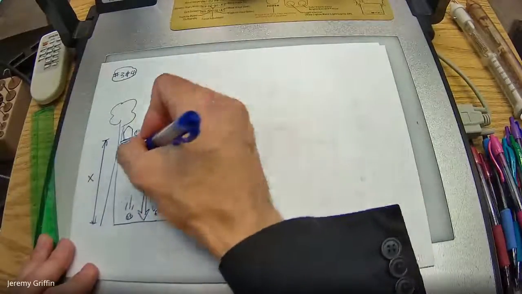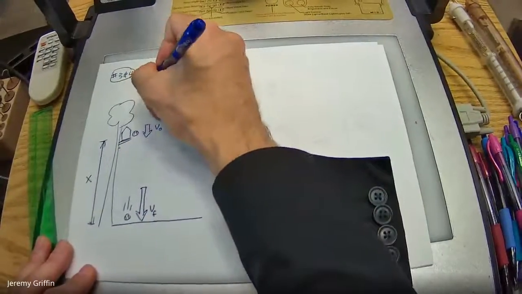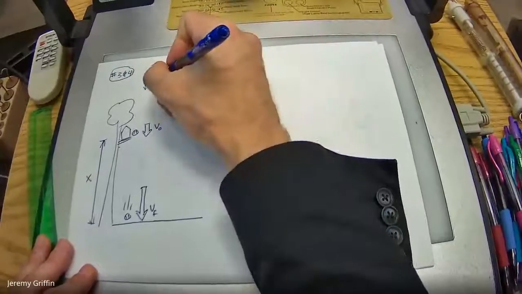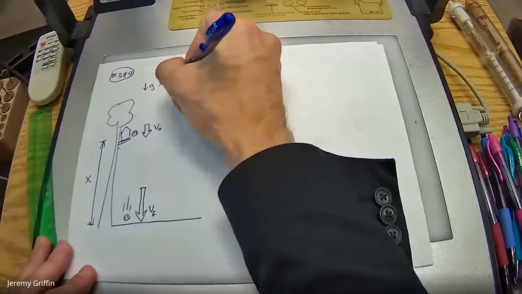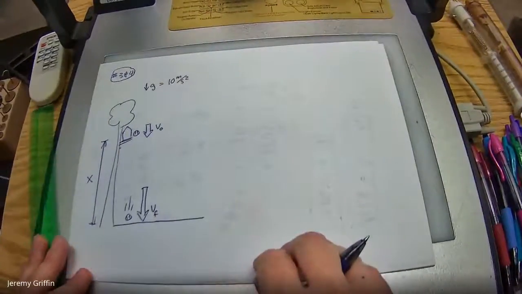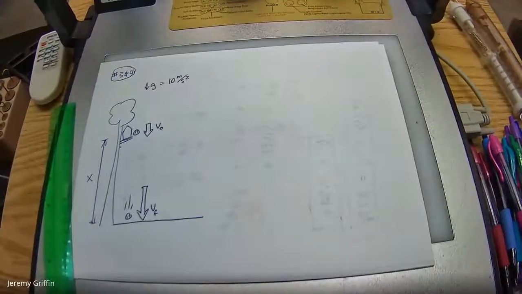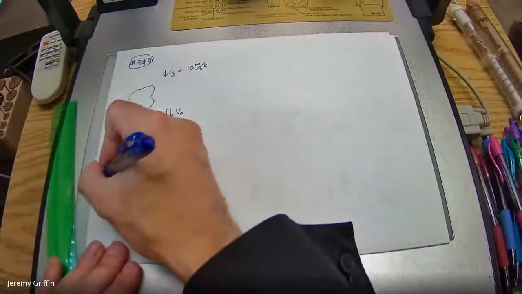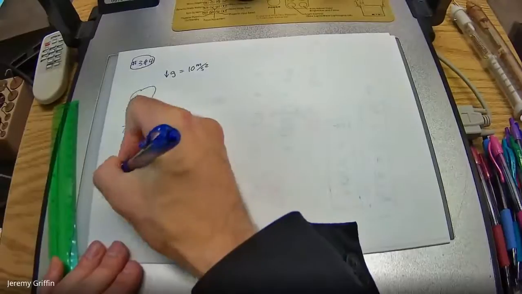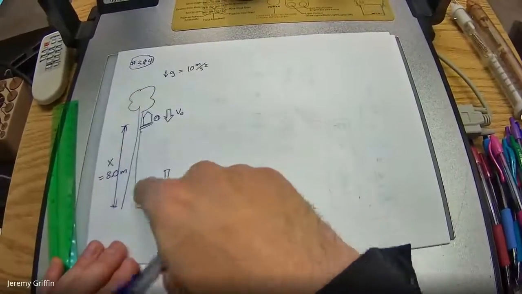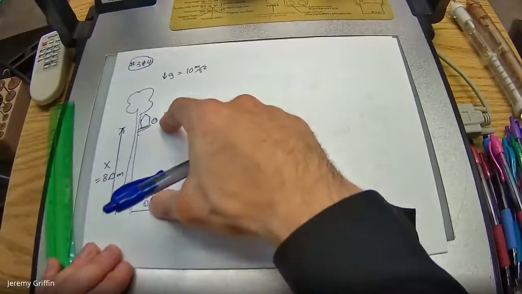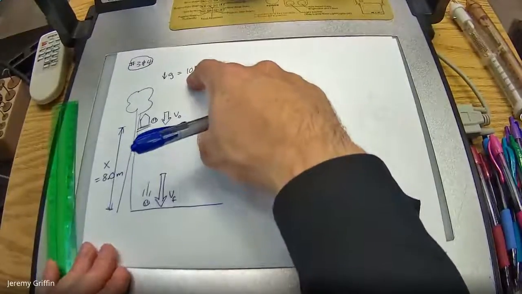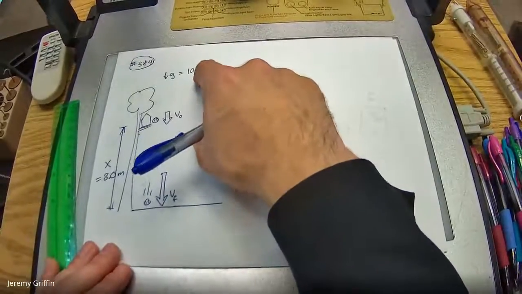Right. We know gravity's pulling down at 10 meters per second squared. Since I'm labeling stuff, what was the height of my tree? My tree was 8 meters tall. Your guys' tree is probably a different number. 8 meters. Right, so I have an 8 meter tall tree house. I'm going to use 10 meters per second squared on my notes.